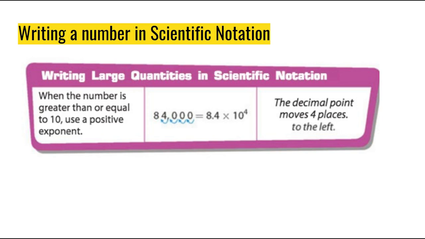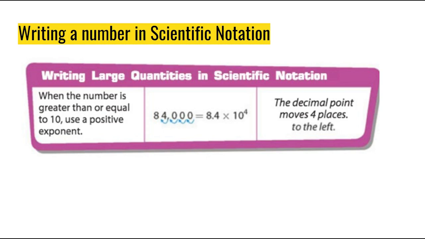We move the decimal point until we get to a number that is greater than or equal to 1, but less than 10. So you want it to be greater than or equal to 1, but you want it to be less than 10. So anything from 1 up to 9.9 works. Okay. However many times you move it, that is your exponent.